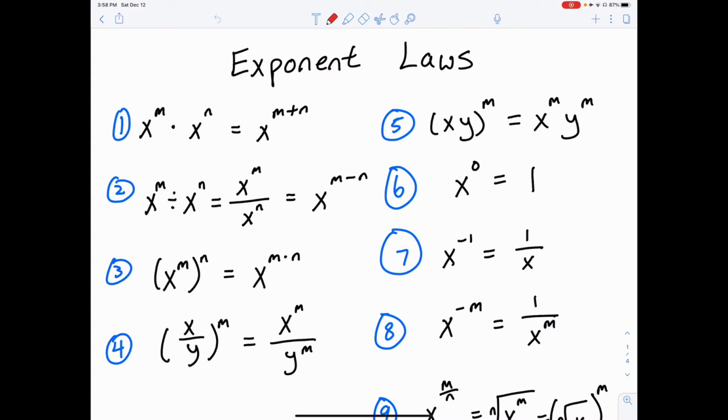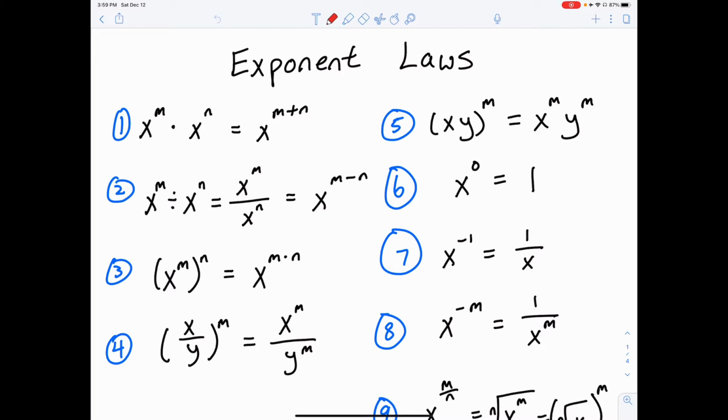Likewise, for number four, if you have x over y in brackets to the power of m, every item in that bracket gets powered up. Number five, same idea. If it's x times y inside of the brackets, every item inside that bracket gets powered up. Our favorite here is number six, where anything to the power of 0 is equal to 1, except 0 to the power of 0, that is undefined.